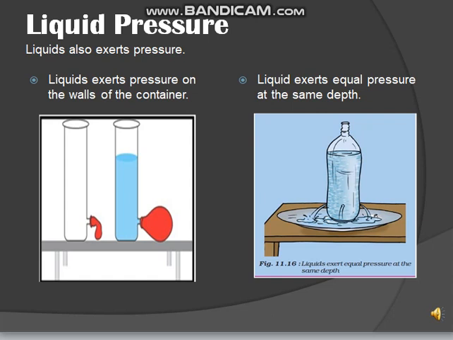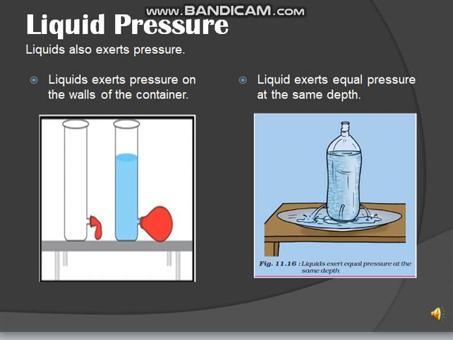We will observe that the water rushing out of all these holes falls at the same distance from the wall of the bottle. The water is coming out at the same distance from each and every hole. The distance between the waterfall and the bottle is the same, because the water is coming out with the same pressure. So by this activity we can prove that the liquid exerts equal pressure at the same depth in all directions.